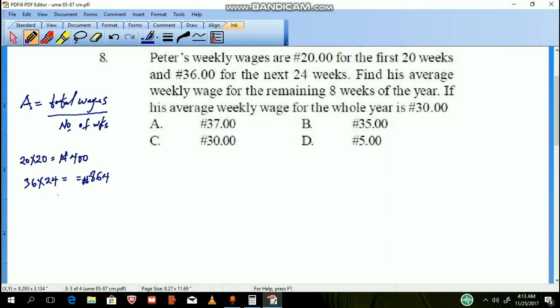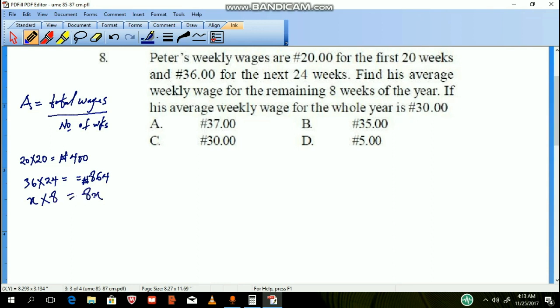Now, the next one is to find his average weekly wages for the remaining 8 weeks of the year. Now, for the remaining 8 weeks of the year, how do we figure that out? Do we know the amount he's having? We don't know the amount he collected. So let's call that amount X. Then X times how many weeks, for 8 weeks? That would be 8x.